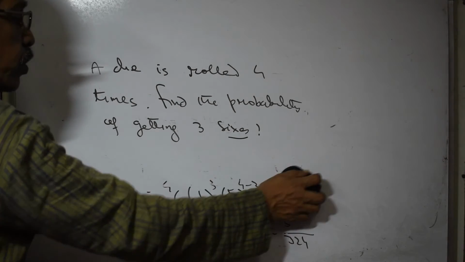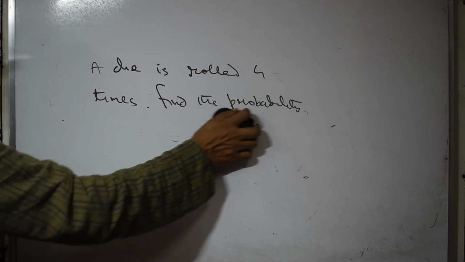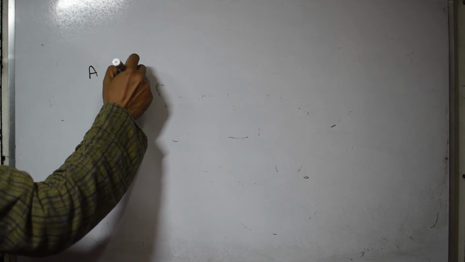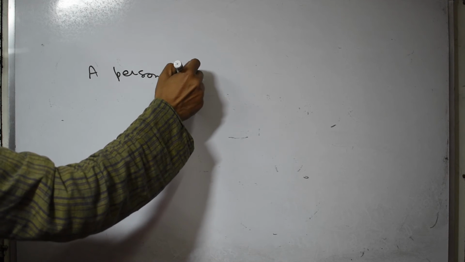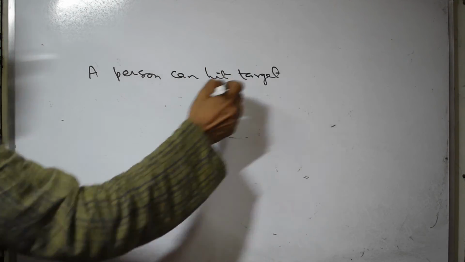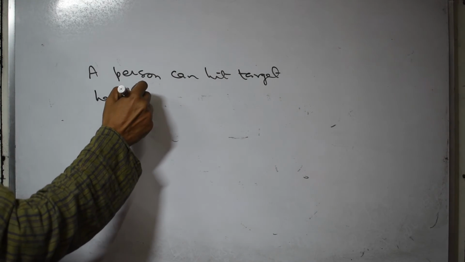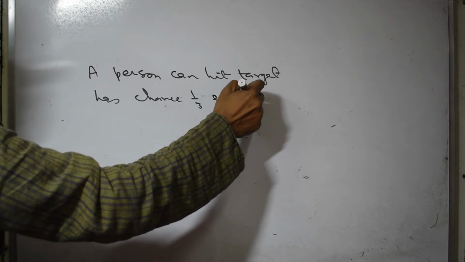But we have used binomial. It's not that we have to use binomial distribution in all cases of these types of problems, but we can use it. Like another problem: a person is hitting a target. A person can hit a target with a chance of 1/3 every time.